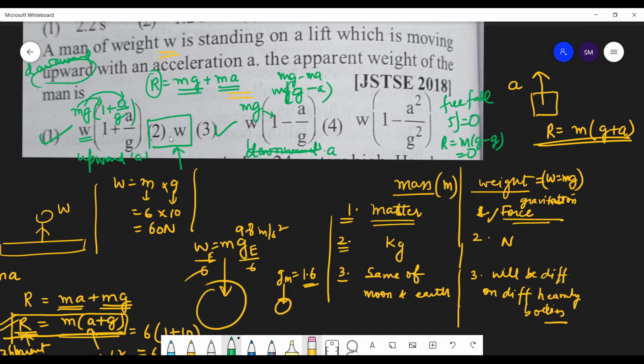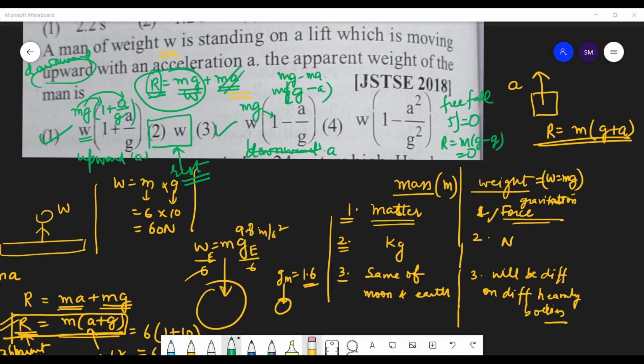When do we get this option? Yes, this is the first case that we discussed. When the lift is at rest. Very good. So when the lift is at rest, your a is 0, so cancel this a. So your apparent weight is equal to real weight. Isn't it? Agreed, students? Yes, sir.